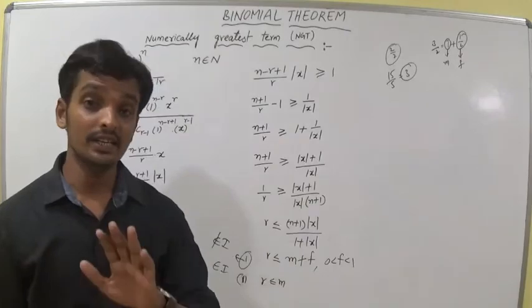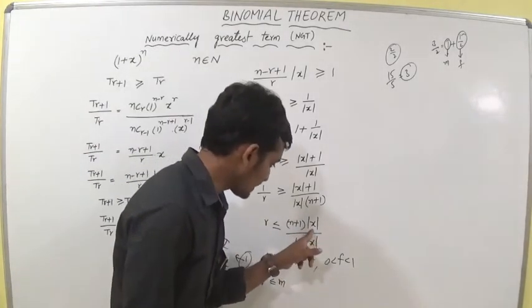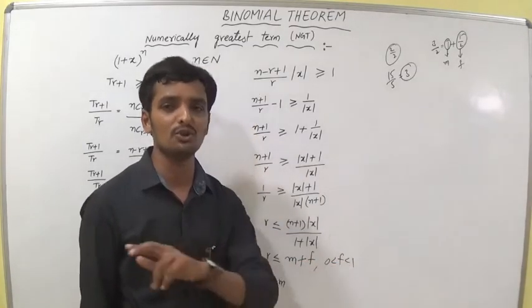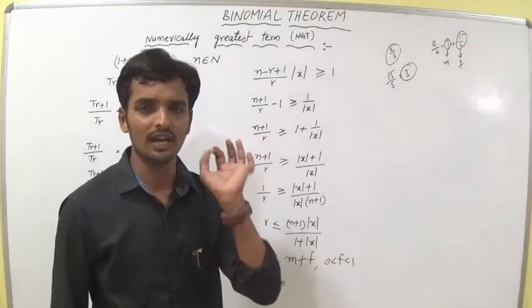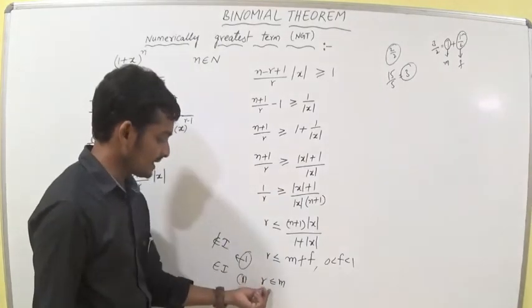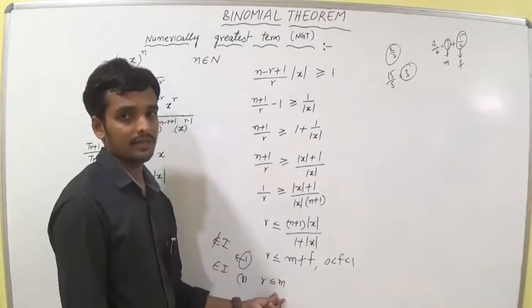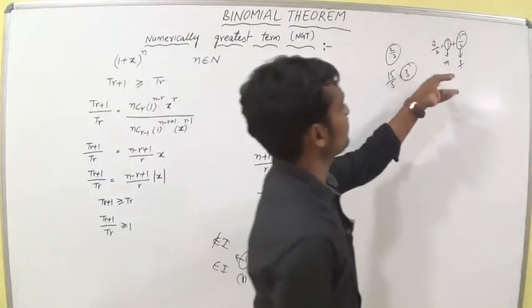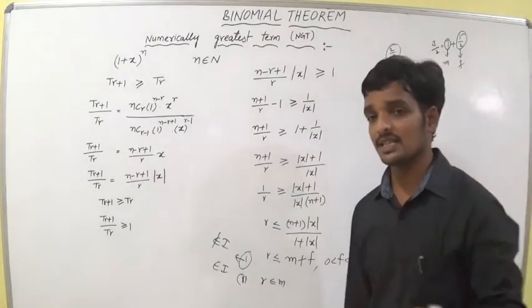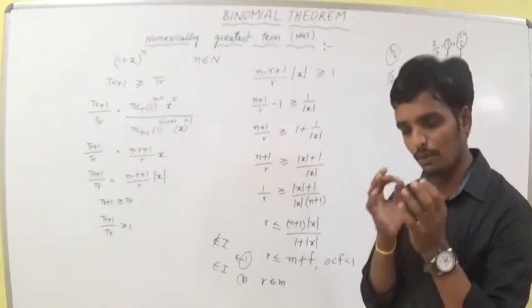An integer should not be negative. Why it should not be negative: because the value of x we are taking is the absolute value, and an absolute value has no negative term. That is the positive term. So R being equal to m means R is an integer. Otherwise, in some cases we get values like 3 by 2, 5 by 2, or 5 by 6, or something.